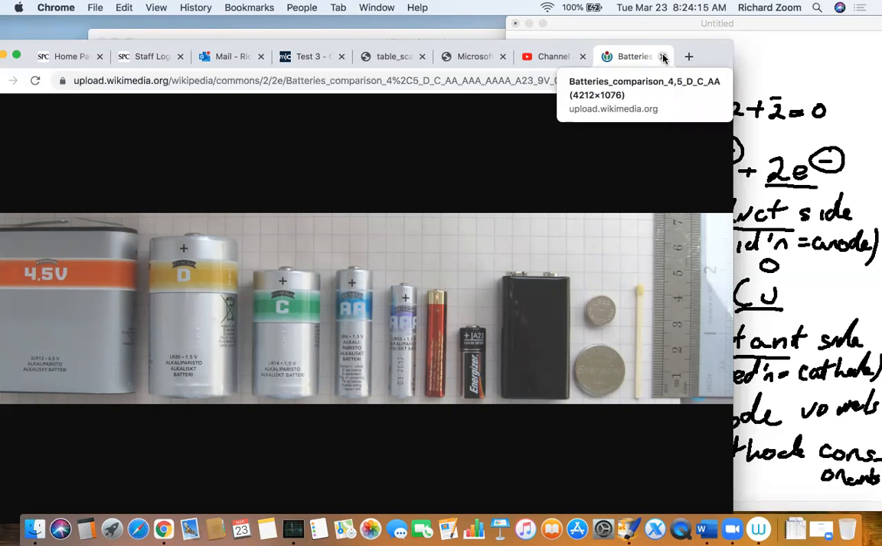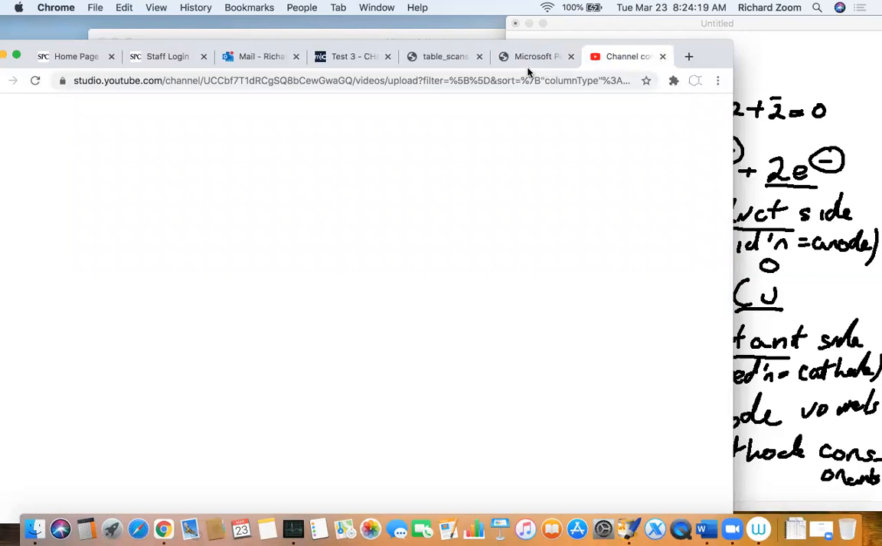Remember, intrinsic properties don't depend on how much you have. Does anybody have any questions?